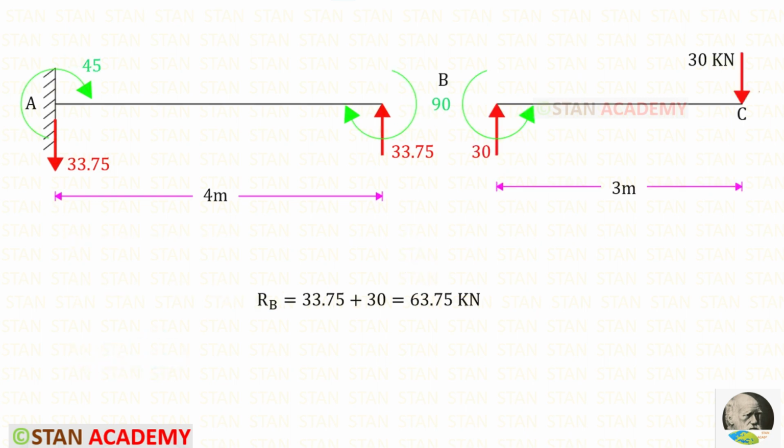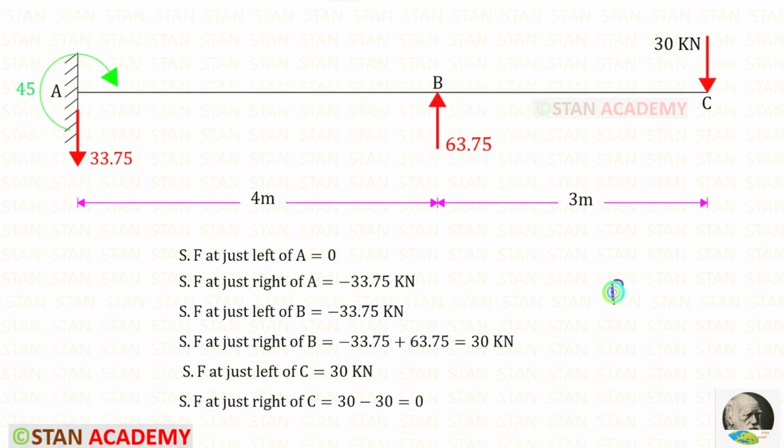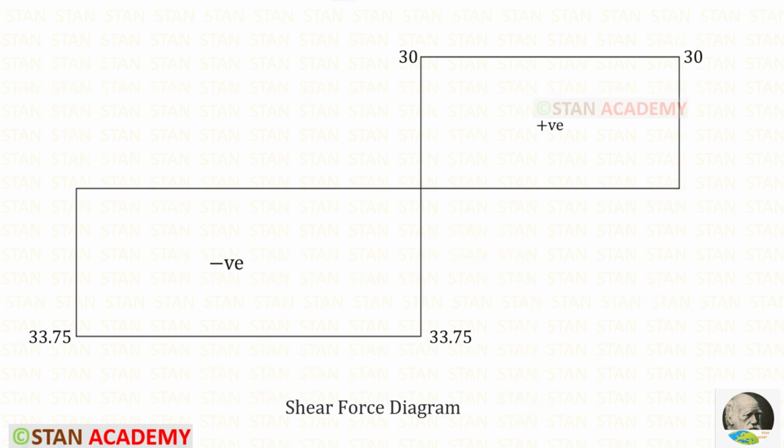Now let us take the overhanging part also. Now we can find RB. For that we have to add RB1 and RB2. When we add, we will get 63.75 kilonewton. Now using the right hand side rule, we can find the shear force values. Here you can see the shear force diagram.